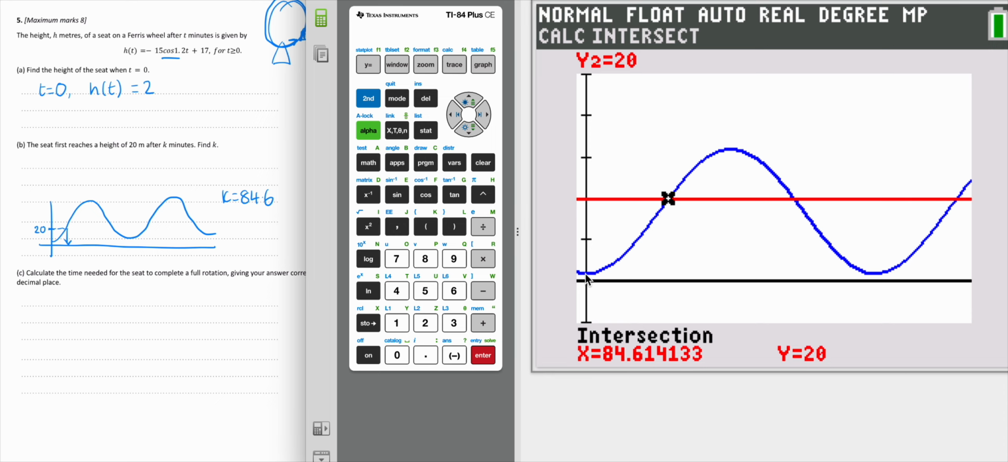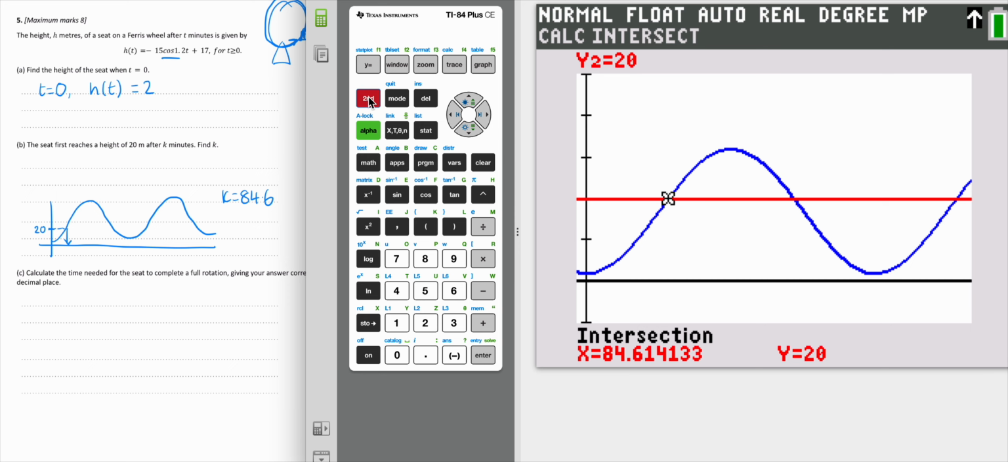We know that it starts at 2, and that seems to be our minimum value. We know that on our course we don't have any sort of shift left and right, and therefore you'll always start on either the minimum, the maximum, or the central point. We can see that this one is obviously the minimum. So the full cycle is until it gets back to a minimum.